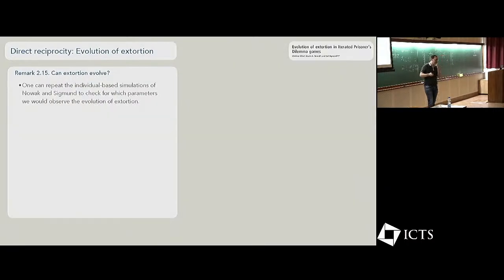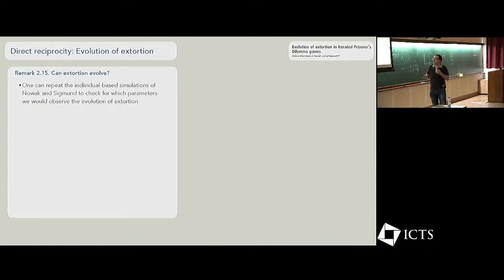We don't have too much time, but perhaps I can still tell you a little bit. It's quite a surprise that there are these extortion strategies, because no one had heard of them. And they didn't really appear in evolutionary simulations, so we hadn't seen them before. But now that you know them, you can actually test whether these extortionate strategies would evolve. Would we see them in simulations?